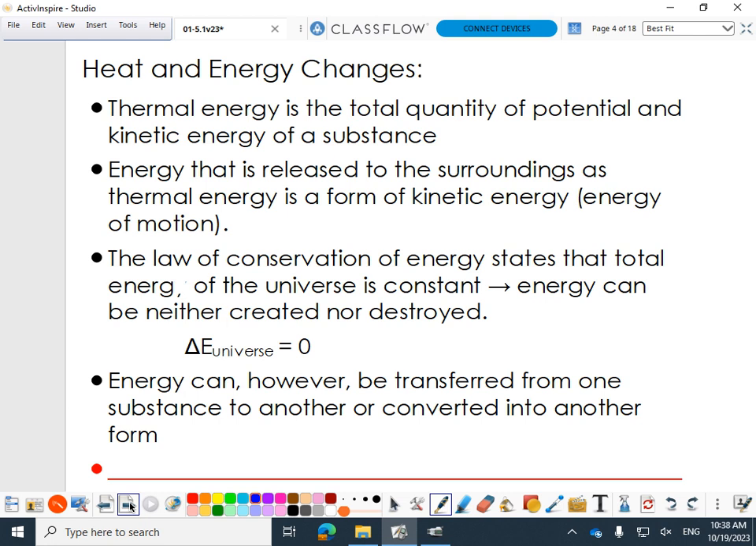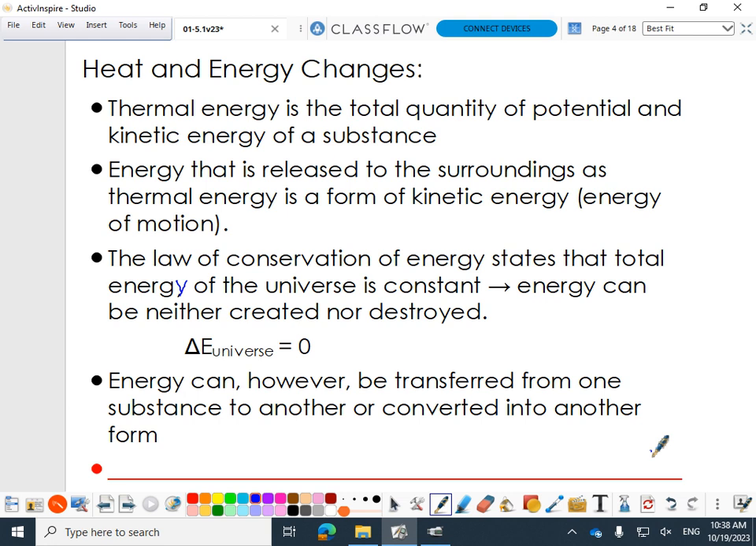So the law of conservation of energy states that the energy of the universe is constant. Wouldn't it be great if we could have perpetual motion machines and create energy from nothing? I think our lives would be a lot different, but that is not possible. So the change in the energy of the universe is zero.